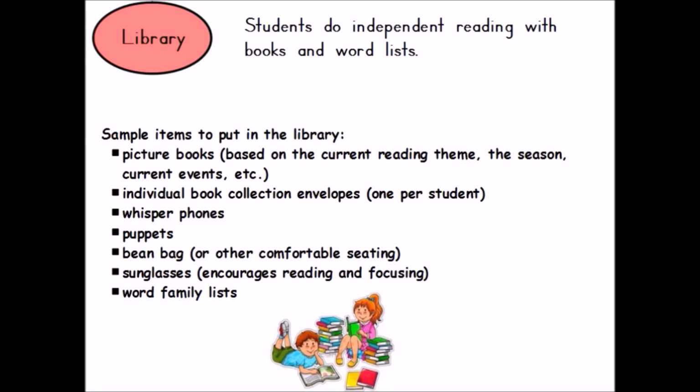Now let's take a closer look at the library area. When students go to the library, they need to be reading or looking at books. Each student has a collection of books. An easy way to store each collection is by using a large 9x12 envelope. In their book collections, they keep printable books and easy-to-read decodable books that reflect the current sight words and letter sounds that are being taught in the curriculum. Other props are put in the library to encourage reading, such as sunglasses, whisper phones, puppets, and stuffed animals.